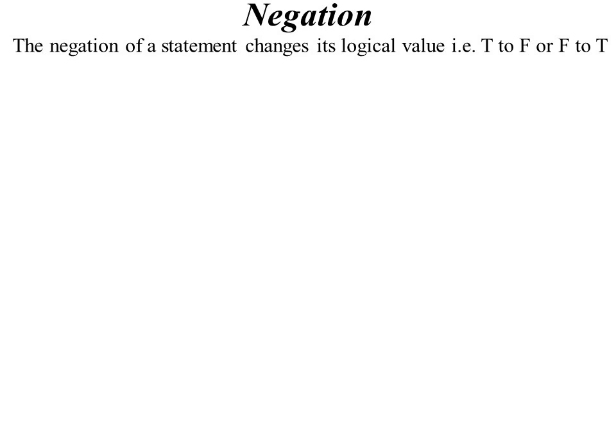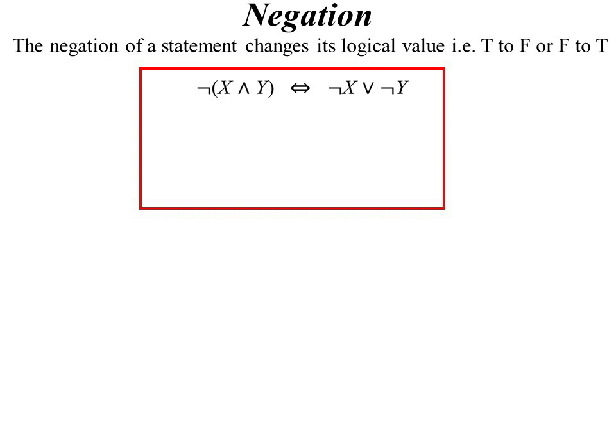That's the negation of a statement. Now, some things that are logically equivalent. If you want to negate x and y, that would be the same as saying not x or not y. So if you think about it, if you don't have x and y, then you must have either no x's or no y's. So they are logically equivalent.